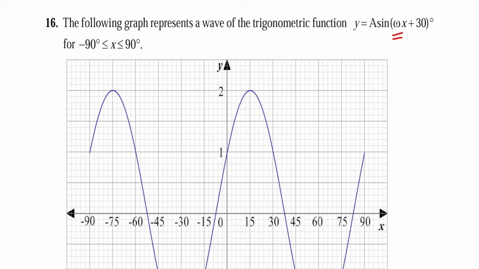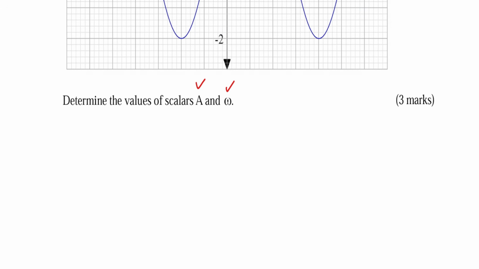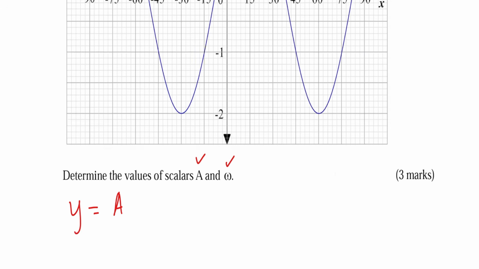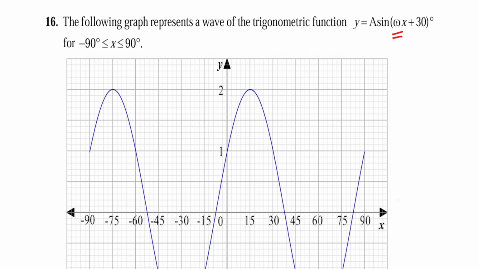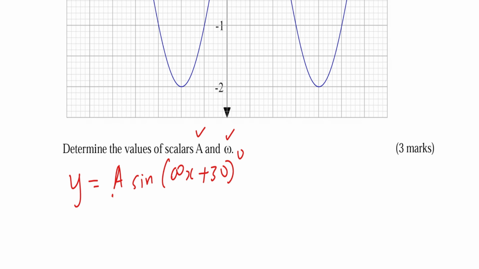So how do you determine it? Let me write the equation: y equal to a sine, and then there's this thing, I don't know what it is, plus 30 degrees. Now A is our amplitude.